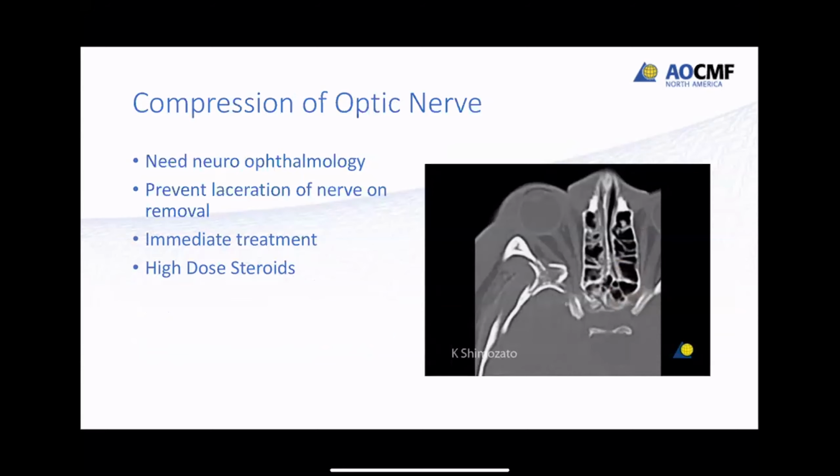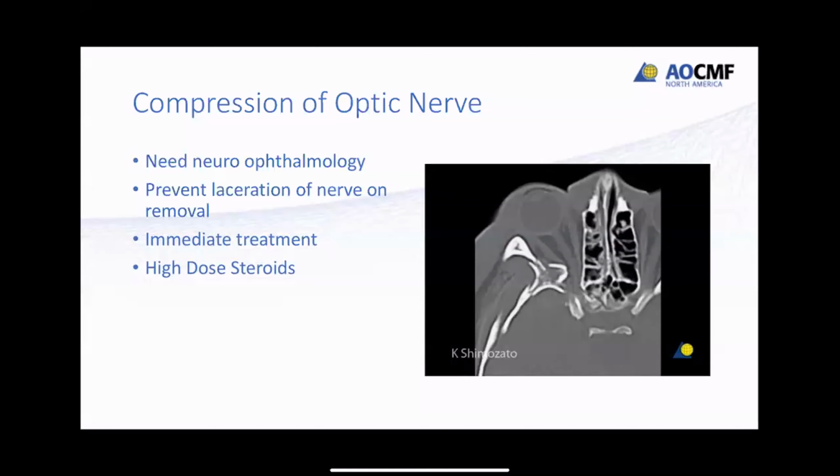Also, compression of the optic nerve. If compression of the optic nerve is occurring, you need to get neuro-ophthalmology on board to prevent laceration of the nerve. This is a very bad injury that is being shown in this CAT scan. They immediately need to be treated. Typically, the neuro-ophthalmologist will come in and decompress the bone. If the bone shards are on the medial side, they go in through the ethmoids and do their best to get the bone fragments away.